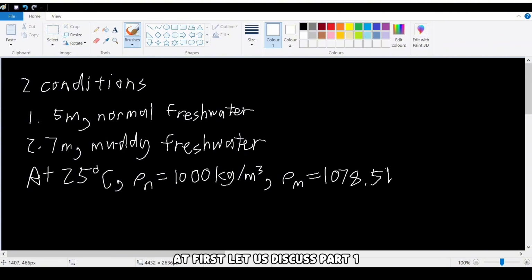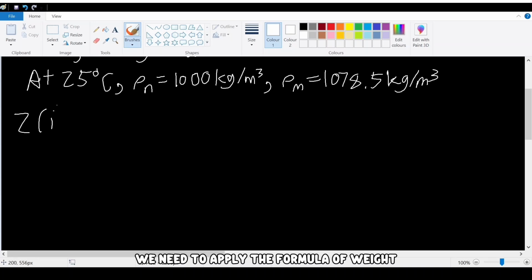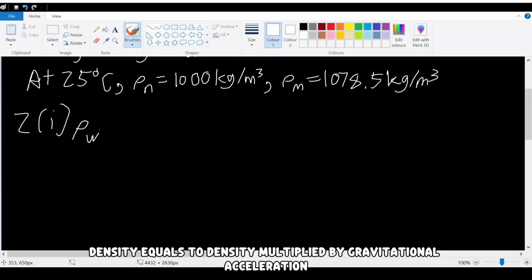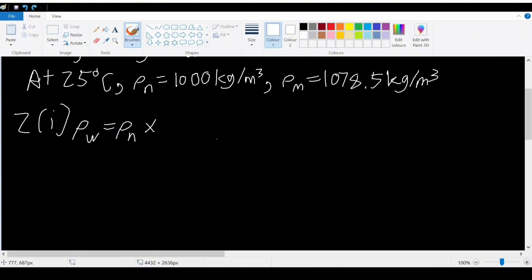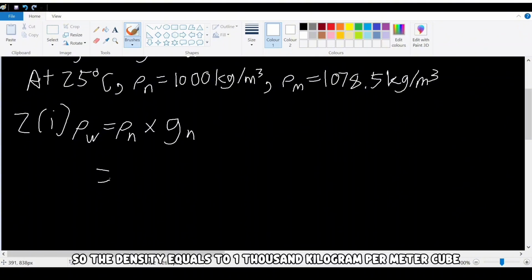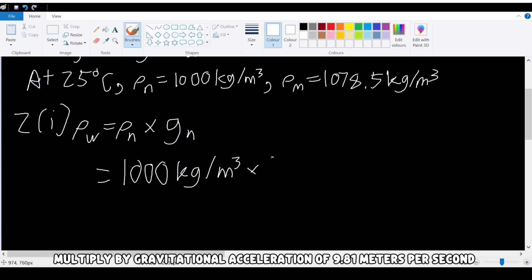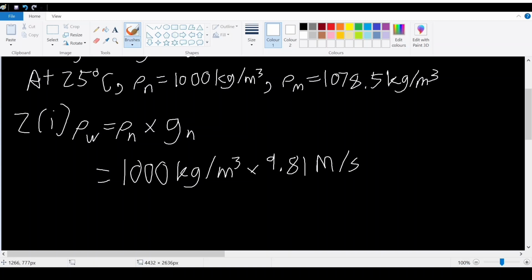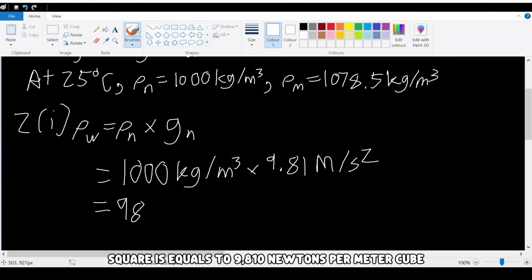At first, let us discuss part 1. To calculate the weight density, we need to apply the formula of weight density equals density multiplied by gravitational acceleration. So, the density equals 1000 kg per meter cube multiplied by gravitational acceleration of 9.81 meters per second square, which equals 9810 newtons per meter cube.